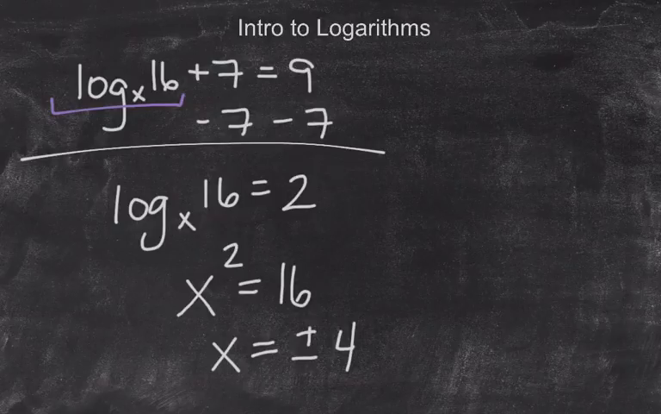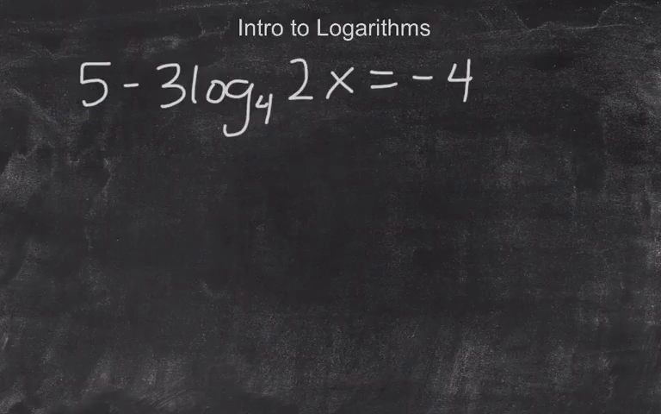So that's another type of equation that would involve logs that you might encounter. We've seen an x outside of the log expression, we've seen an x in the base of the log expression, and my last example is going to have the variable in the log but not in the base. 5 minus 3 log base 4 of 2x equals negative 4.